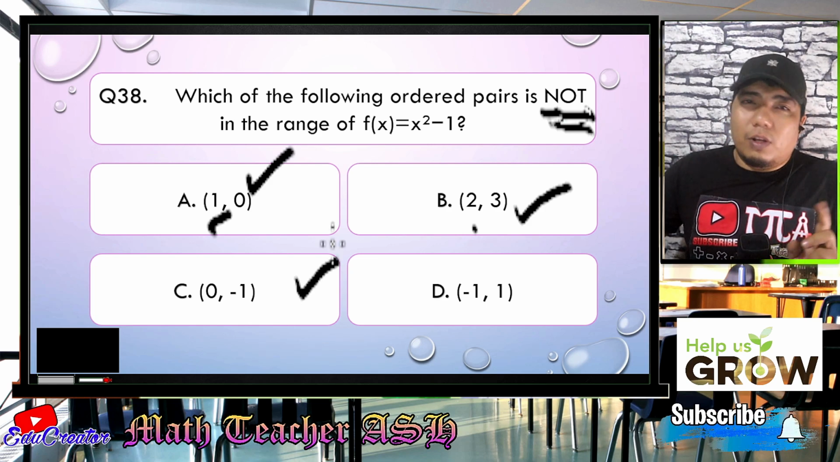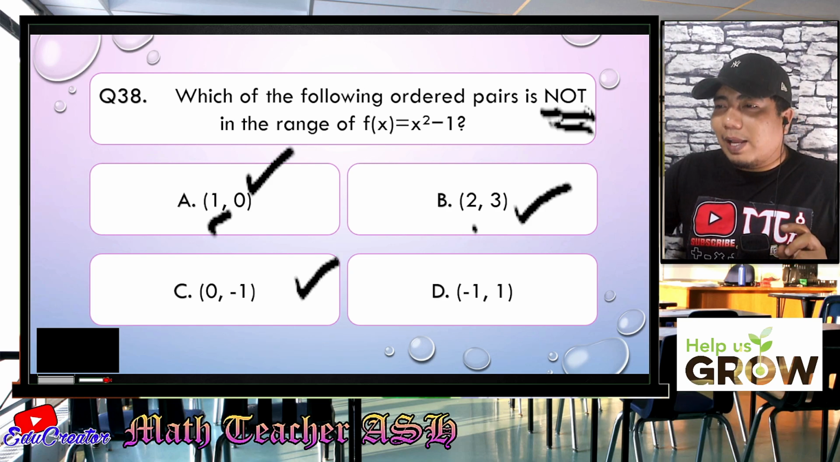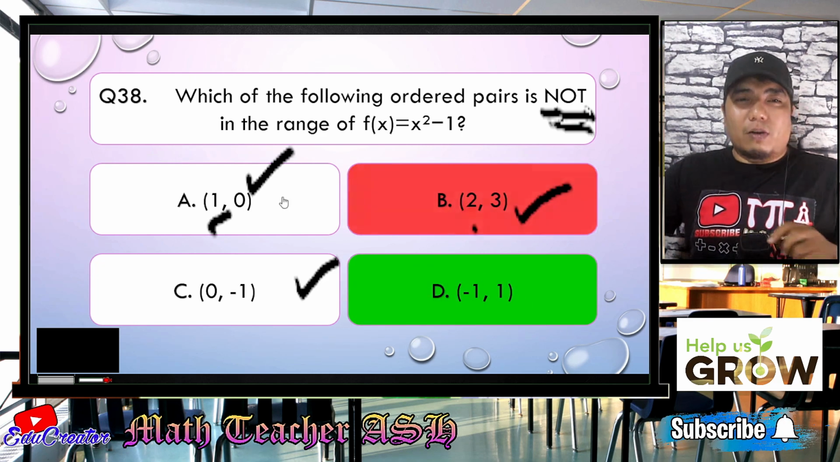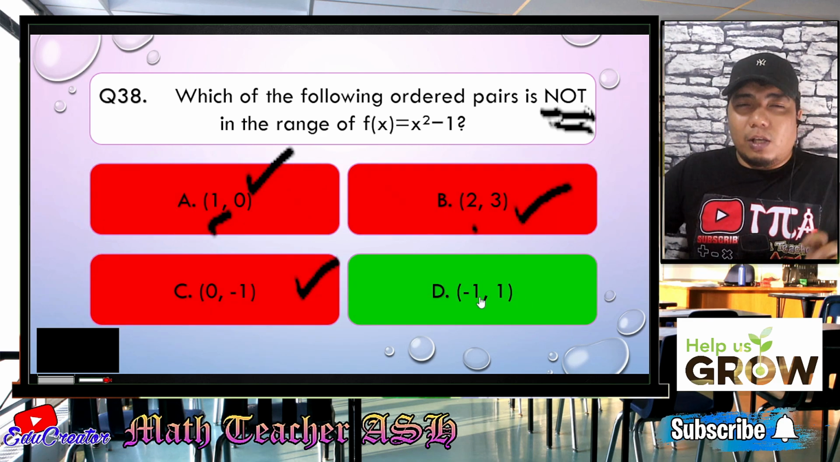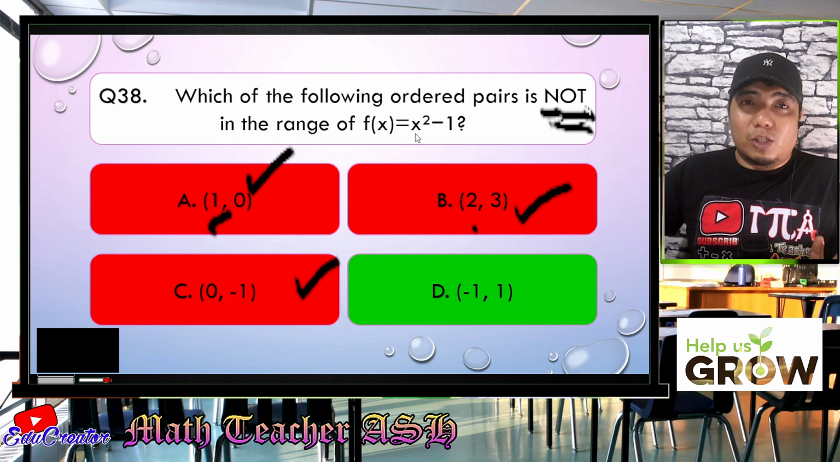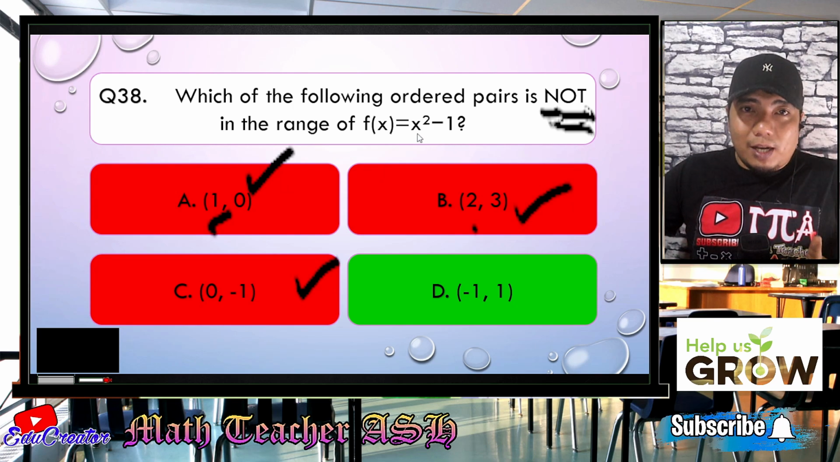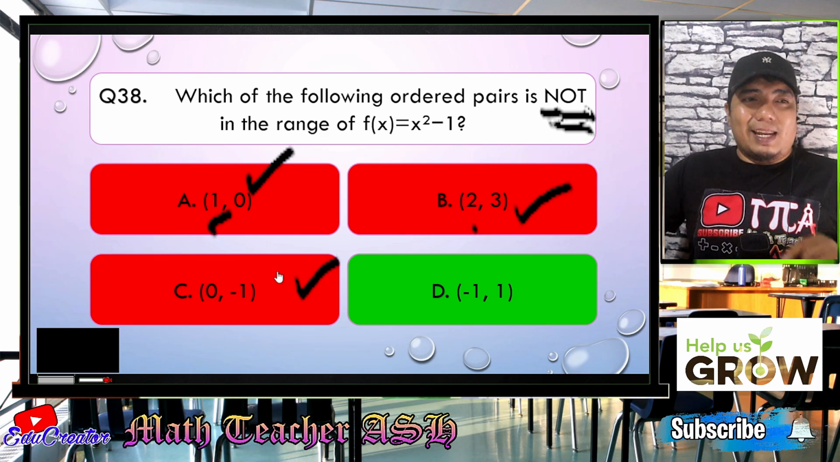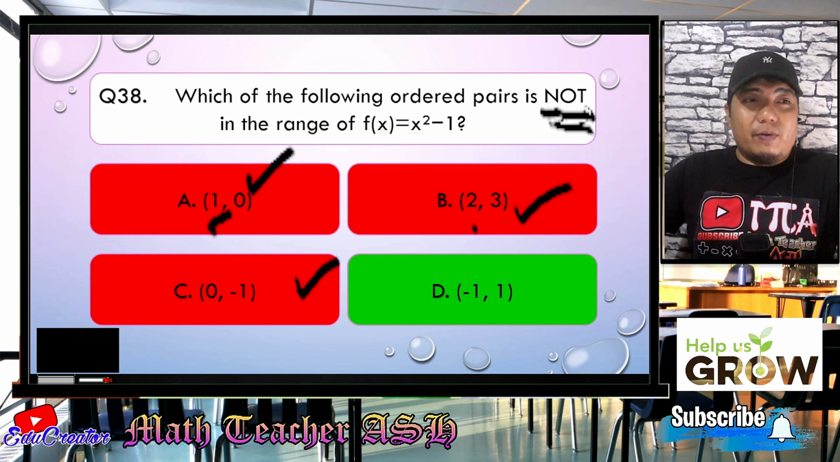So therefore, it is automatic that our correct answer is letter D. Alright, we are correct, my dear math learners. So why letter D? Because if we substitute negative 1 here, that will become negative 1 squared, that is positive 1. 1 minus 1 would be 0 and not positive 1. So the correct answer for this question is letter D. Easy, right? Very easy, my dear math learners.